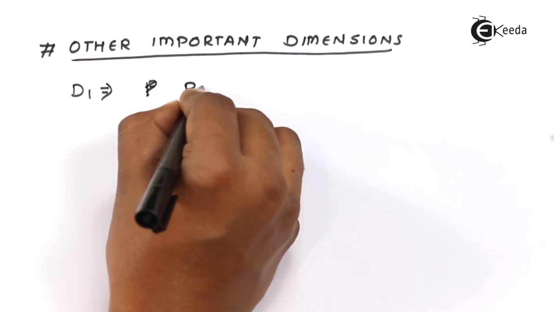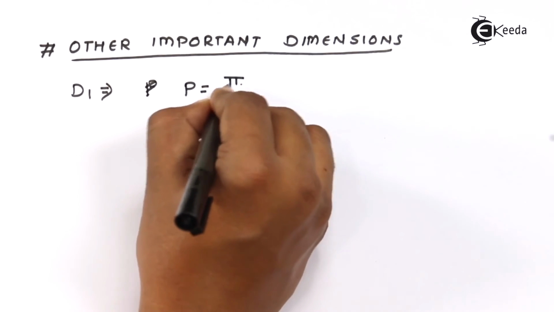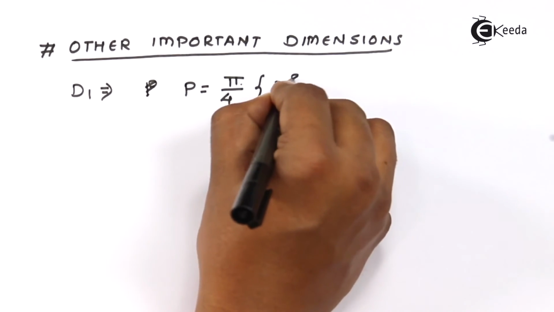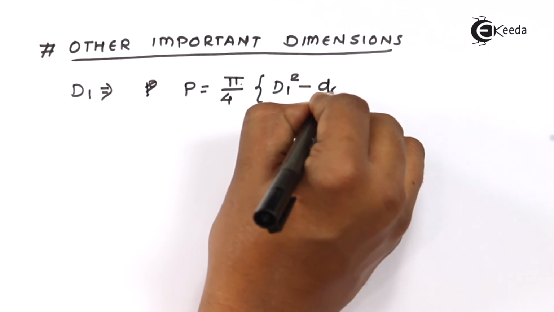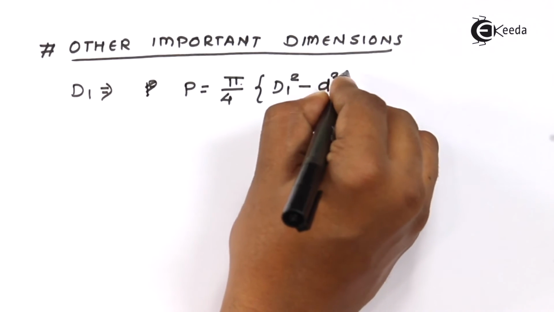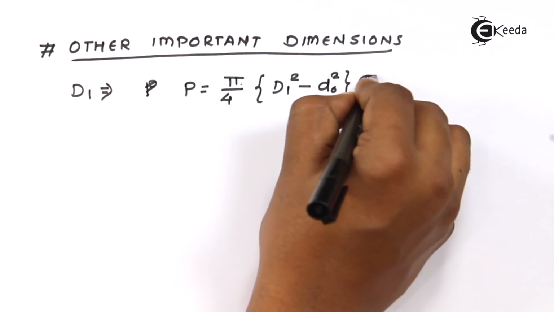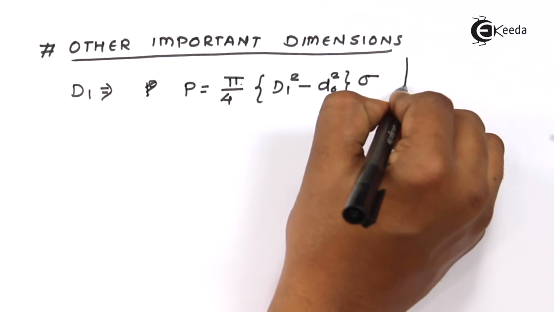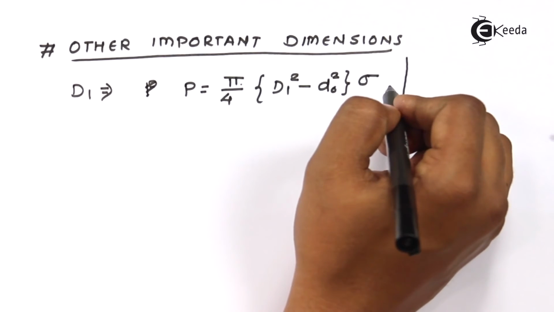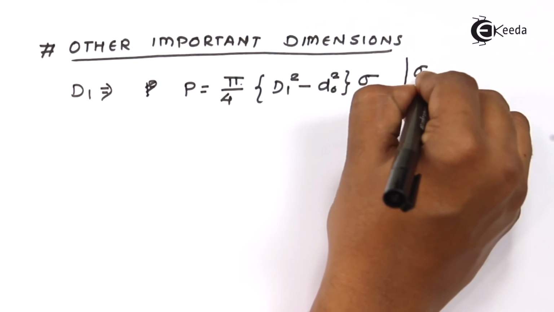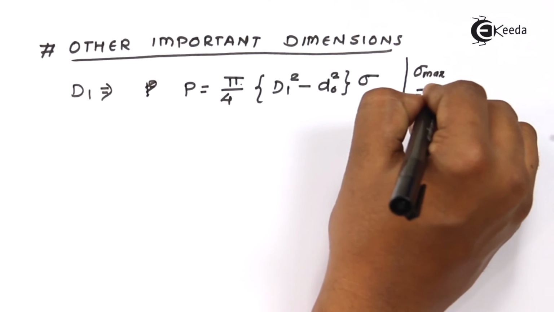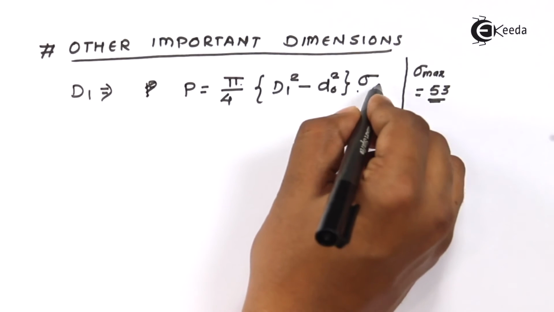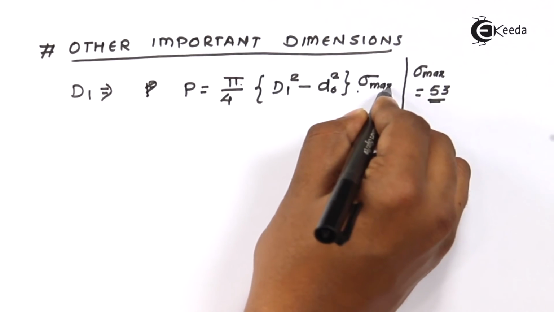So we know that P is equal to pi by 4 into d1 square minus d outer of this particular screw square into sigma t. So sigma t is the allowable value, right? So we already have the allowable value, the maximum value you can say. So sigma max we had was 53, so we'll go for 53 as the allowable value. So this is what the allowable value here is. I'll write it as max only.